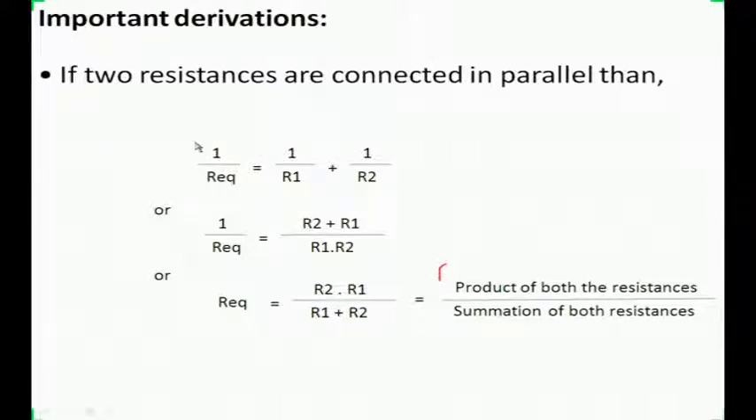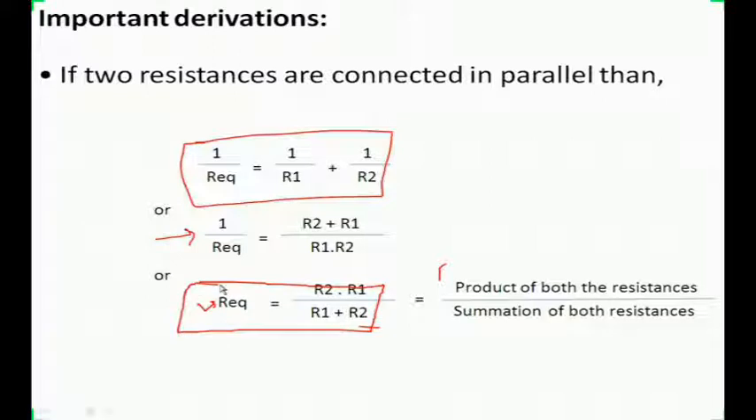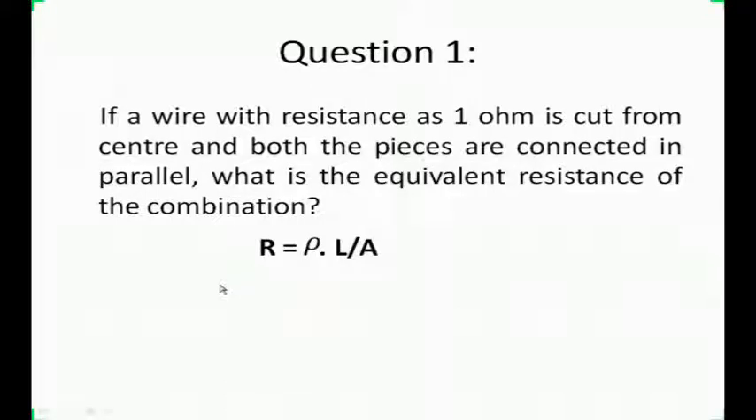Now two important derivations can be drawn out from this equation. If two resistances are connected in parallel, then the equivalent resistance can be found out by this equation. And if we reduce it to a simpler equation, then 1 upon R equivalent is equal to R2 plus R1 upon the LCM, R1 into R2. Now R equivalent will become product of the two resistances upon summation of the two resistances. So you can always remember this simple formula for calculating the equivalent resistance of two resistances connected in parallel.